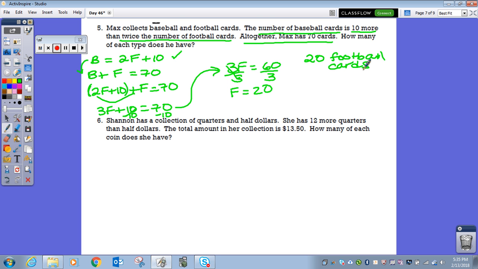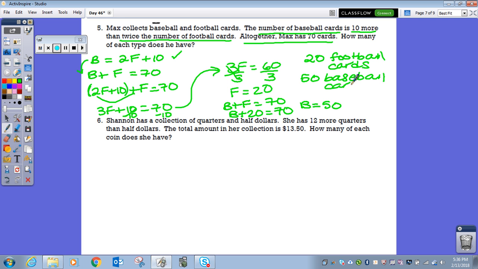Let's take the first equation here. I'm going to actually use the second equation. It doesn't really matter which one you use, but I'm going to use the second one. I have B plus F is equal to 70. Well, I know what F is now, right? B plus 20, I know that football cards, there's 20. So what plus 20 gives you 70, right? We should know that that's going to be 50, right? So there are 50 baseball cards, and that's going to add up to be 70.